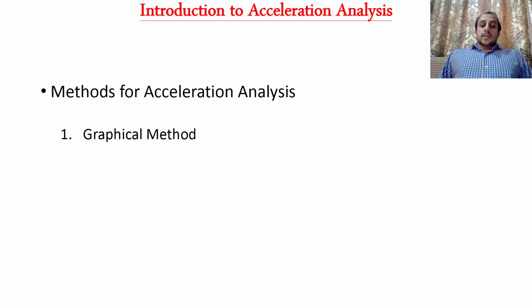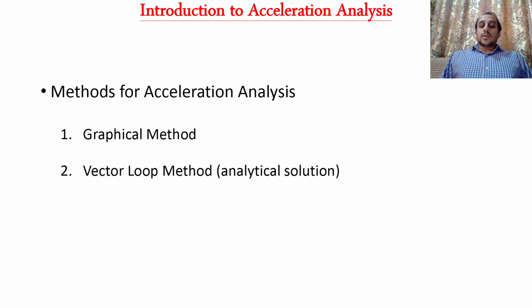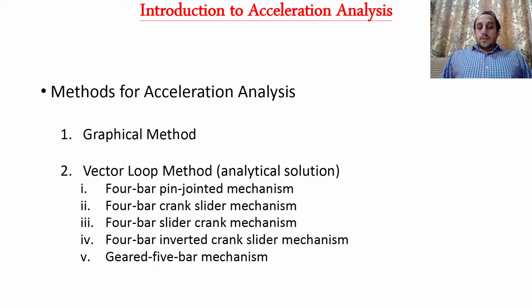Once again, as we saw in the velocity analysis and in the position analysis, we have two methods to perform the acceleration analysis. The first one is the graphical method, the other one is the vector loop method. We will cover both these methods today. In the vector loop method, we will apply the vector loop method, which is also known as the analytical method, to those mechanisms, which are the pin jointed mechanism, crank slider, inverted crank slider and the geared 5-bar mechanism.